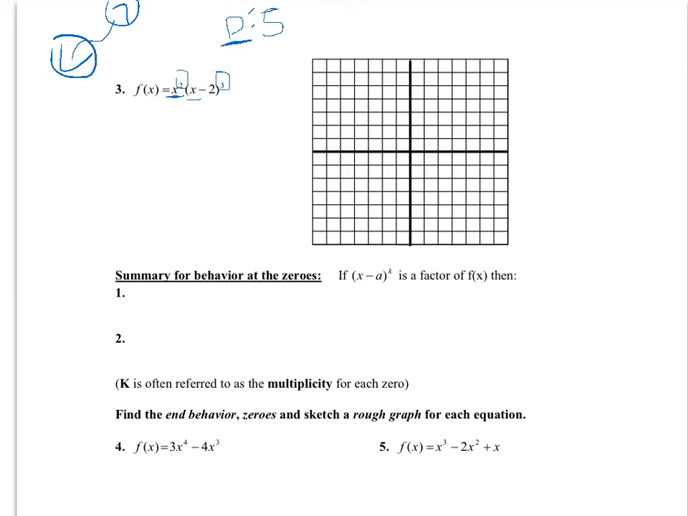Now, if I do step 2, if I find the zeros, this is real easy. For that x squared, if you set that equal to 0, you just get x equals 0. For this x minus 2, if you set that equal to 0, you get x equals 2.